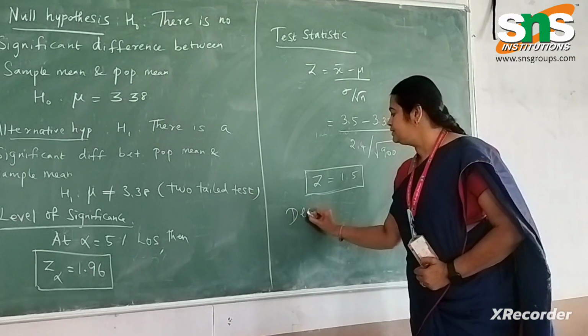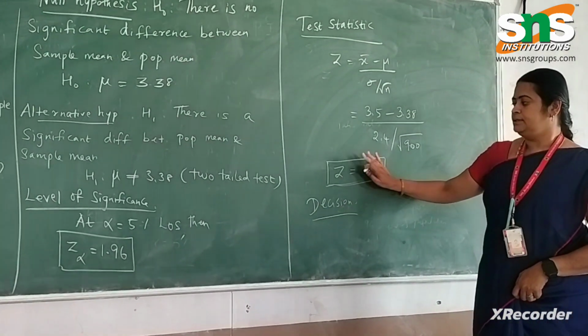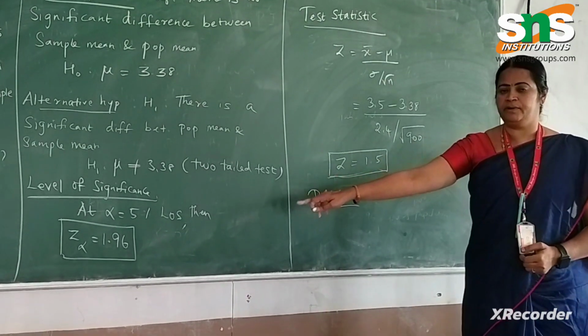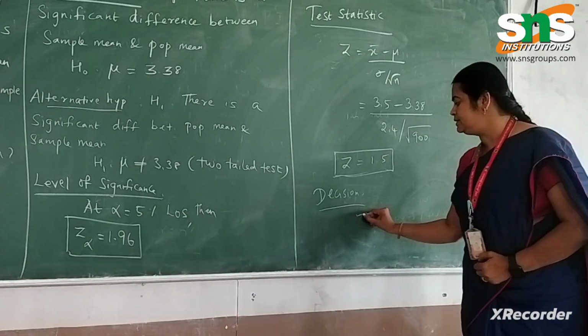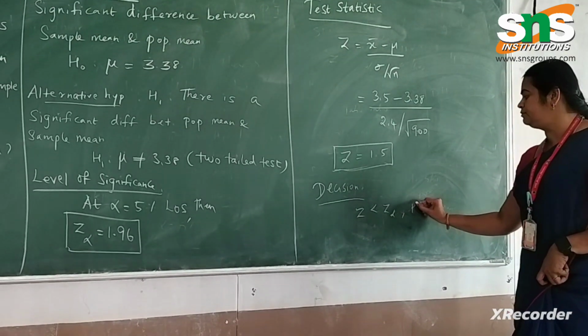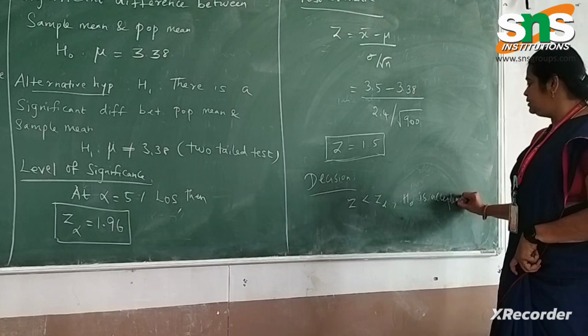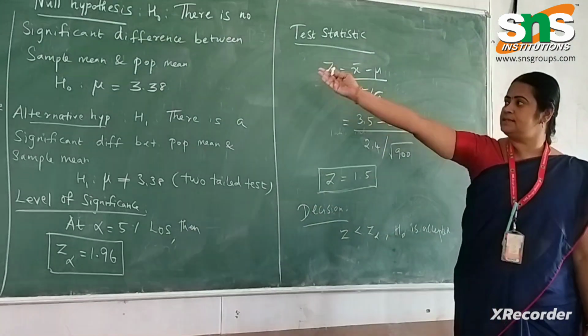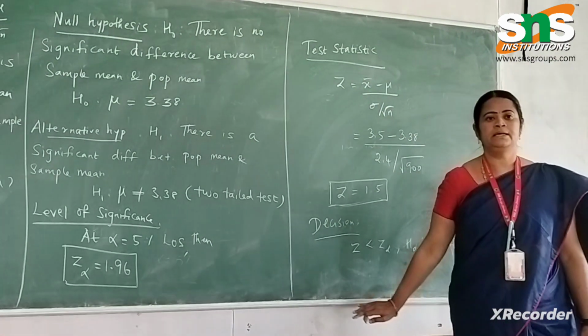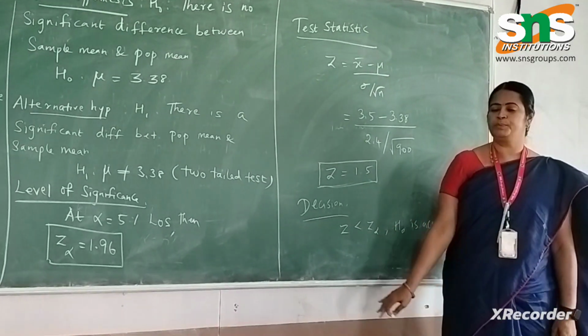Now finally, the decision. You have to compare the tabulated value with the calculated value. So here the value of Z is less than Z alpha. When Z is less than Z alpha, H0 is accepted. H0 is accepted means that there is no significant difference between the sample and population mean. So this is the solution for the problem. Hope you understand. Thank you.